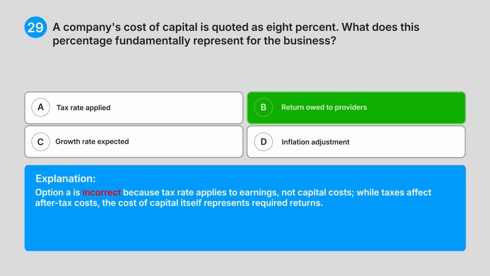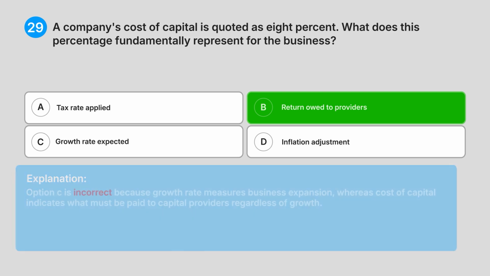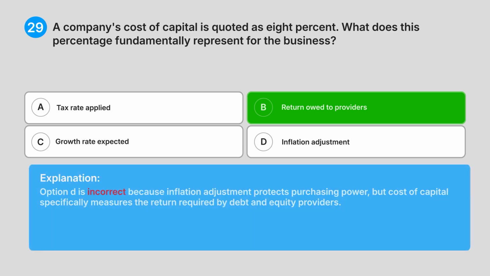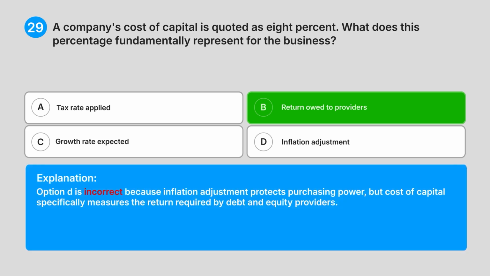Option A is incorrect because tax rate applies to earnings, not capital costs. While taxes affect after-tax costs, the cost of capital itself represents required returns. Option C is incorrect because growth rate measures business expansion, whereas cost of capital indicates what must be paid to capital providers regardless of growth. Option D is incorrect because inflation adjustment protects purchasing power, but cost of capital specifically measures the return required by debt and equity providers.